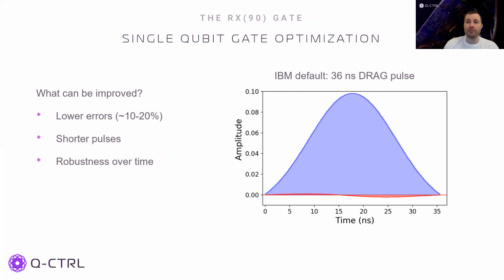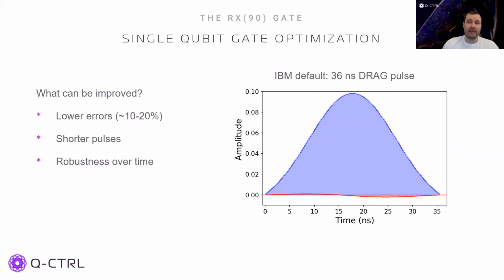The IBM default RX90 is a 36 nanosecond DRAG pulse that is calibrated on a daily basis. For those of you who are not familiar with the DRAG scheme, the idea there is to reduce leakage to higher levels outside of the computational space. Leakage is typically one of the main obstacles in achieving shorter gates.